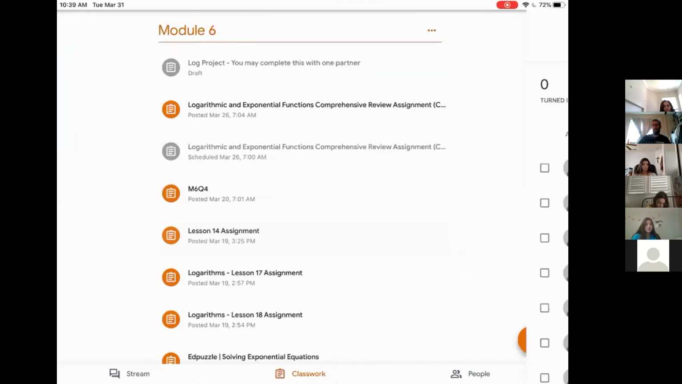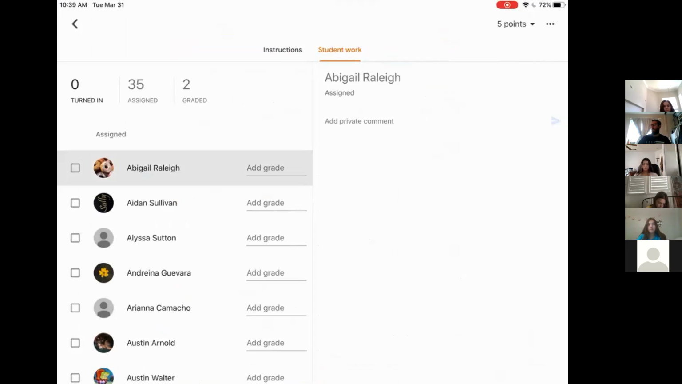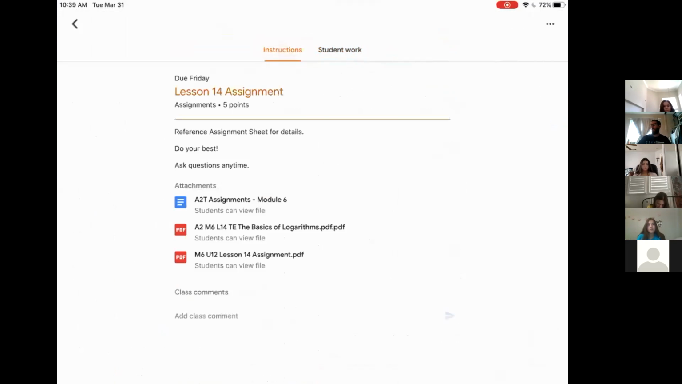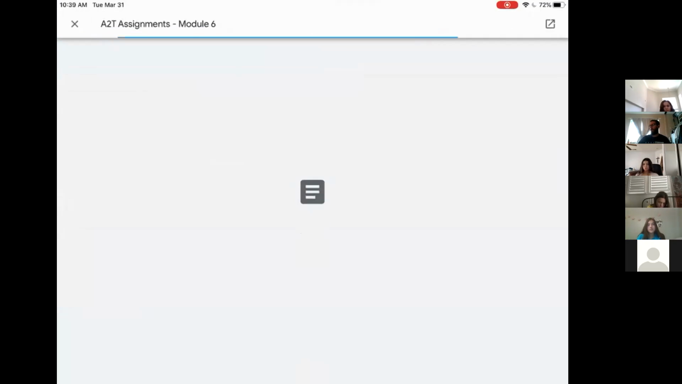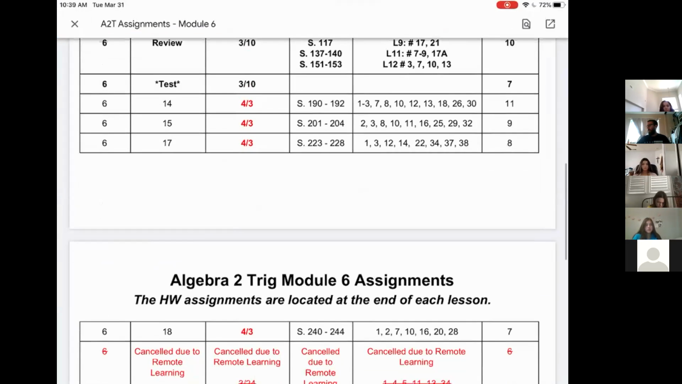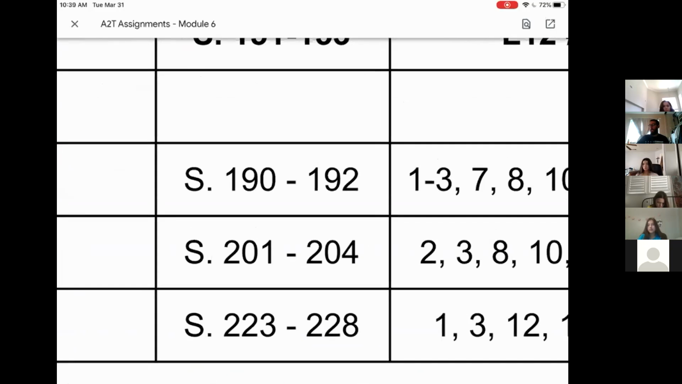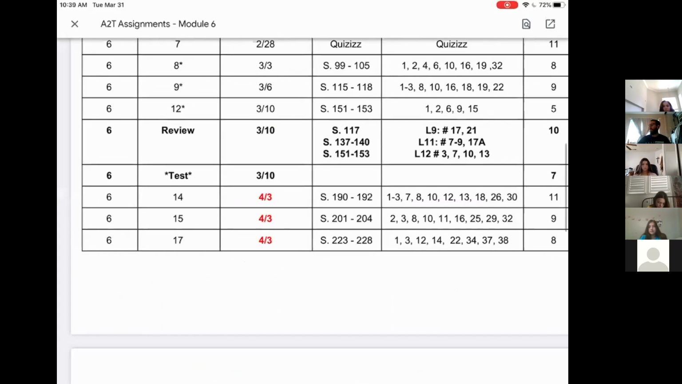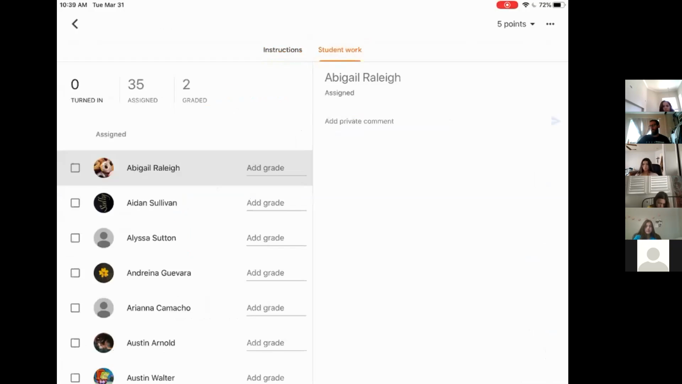So let's say we wanted to submit lesson 14. Take the pictures of your work. In this case, the assignment that was lesson 14 was pages 190 to 192. So take those 3 pictures of those 3 pages, page 190, 191, and 192, and then go to the Google Classroom and upload those pictures through the use of that paperclip icon.